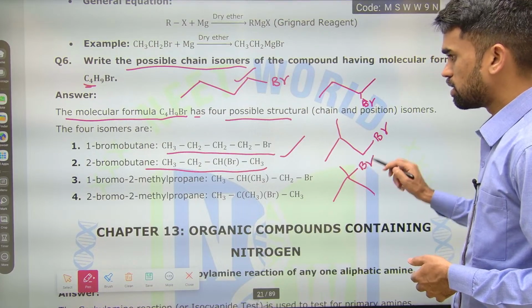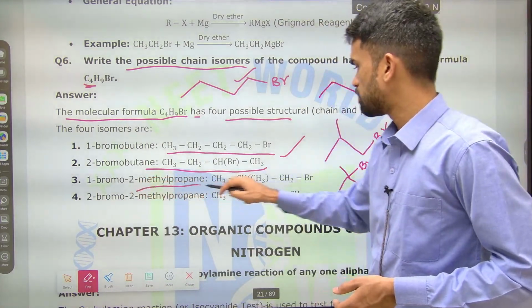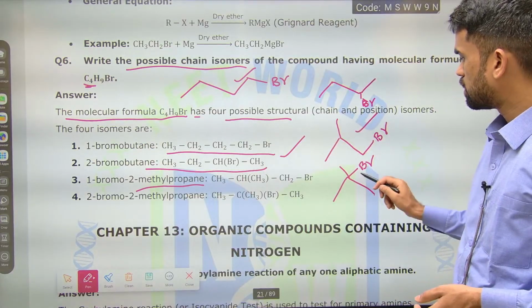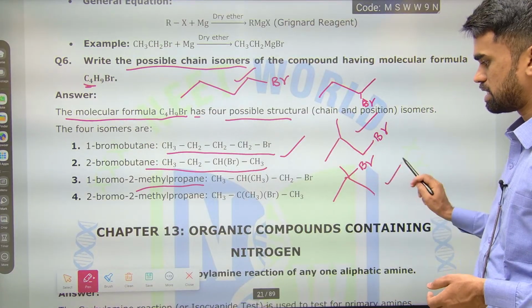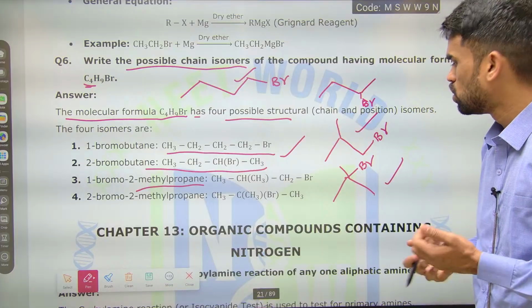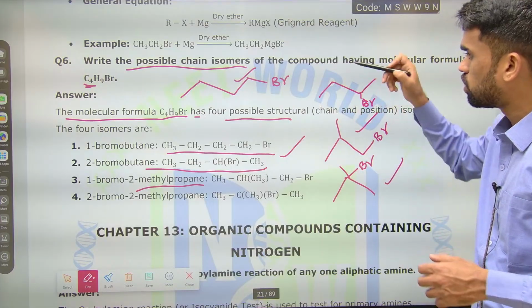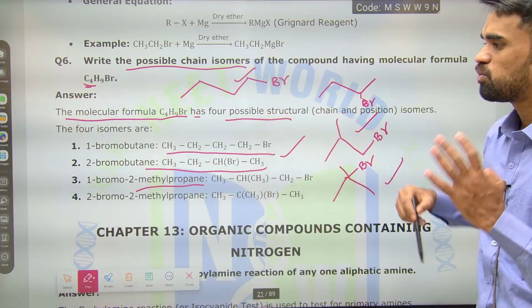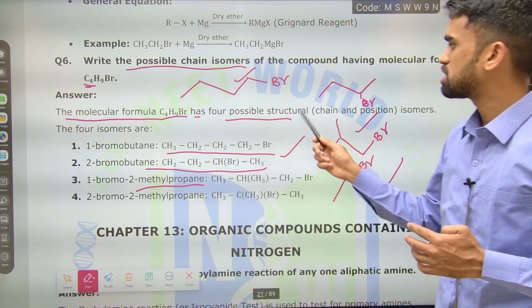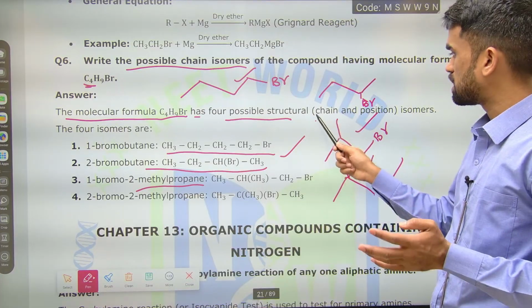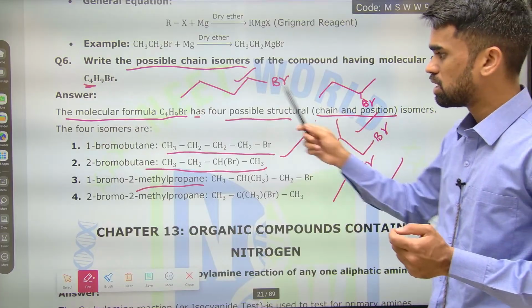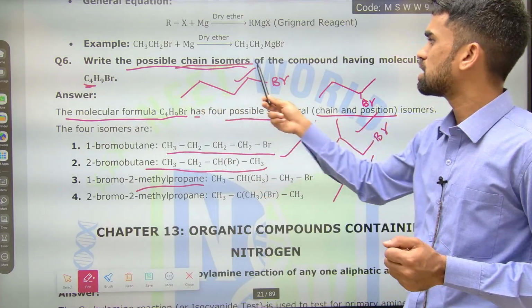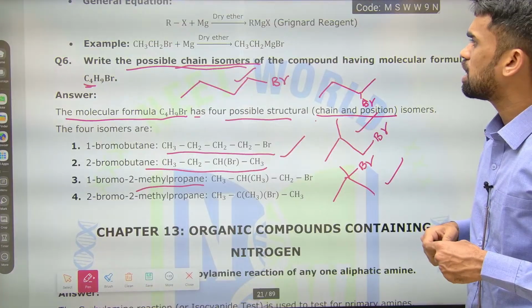Here, see, 1-bromo-2-methylpropane, yes, this is done. Then next, 2-bromo-2-methylpropane, yes, this is done. Is there any other possible way? No, right? So these are the only four possible ways to write the structural isomers, that is chain and positional isomers, for the given formula, because they are asking for possible chain isomers of the compound.